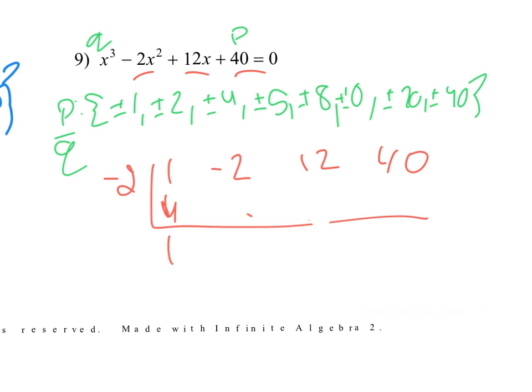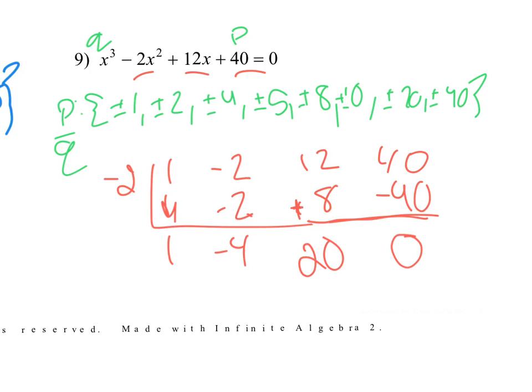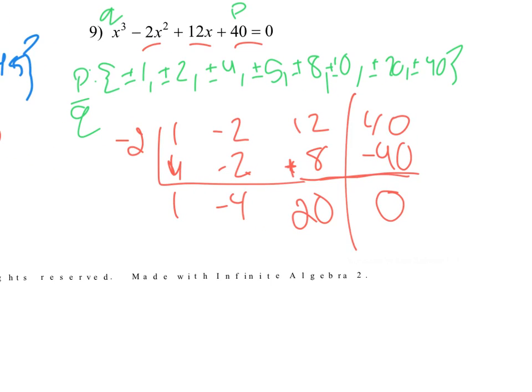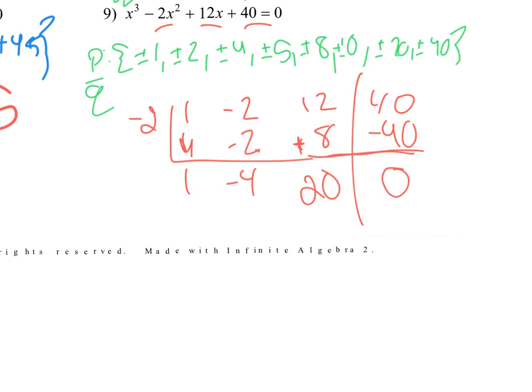Okay. So we bring down that 1, we get a -2, we get a -4, we get a -8. Okay. No, we get positive 8. Sorry. I knew that was wrong. Positive 8. And we get a 20, and then we get a -40, and oh, hey, our remainder is 0. So then this is x squared minus 4x plus 20.